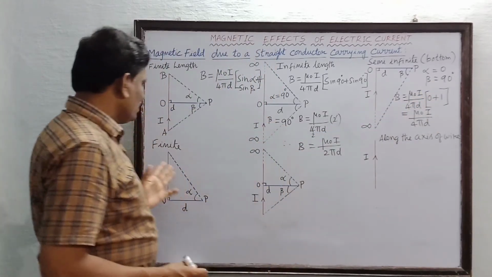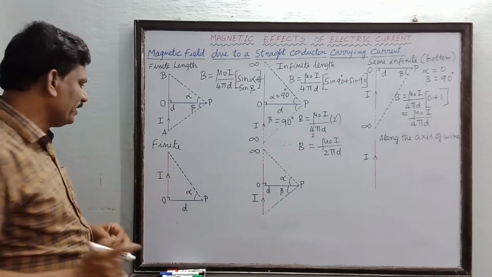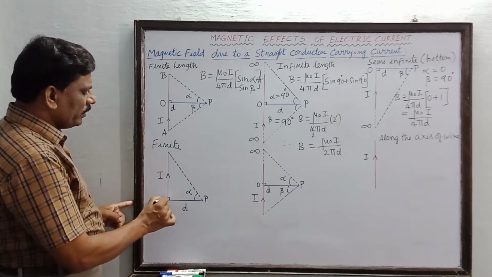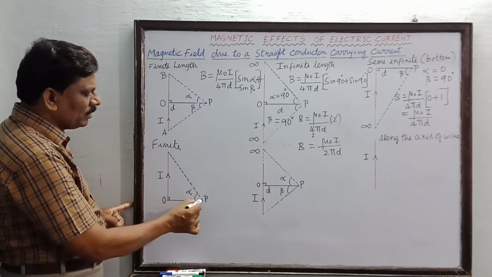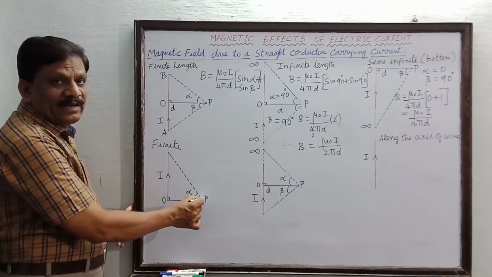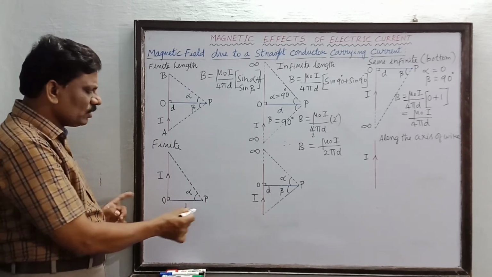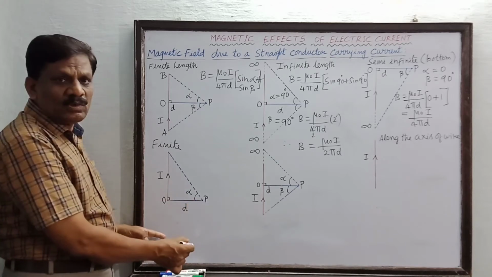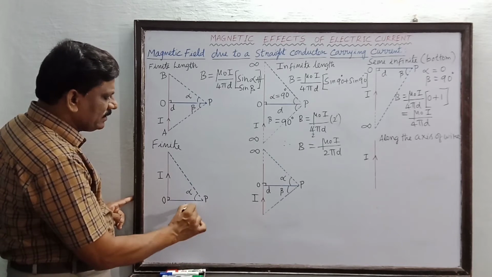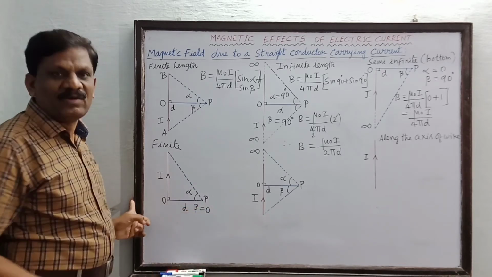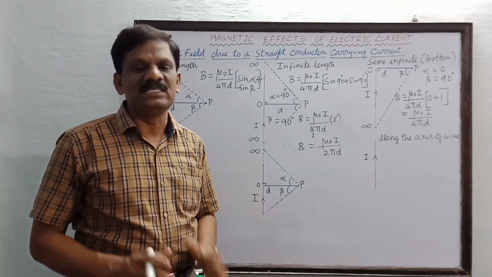Now coming to the fourth one, it is again finite, a definite length. Now you can see that from the bottom end O, the point P, where we have to determine the magnetic field, is at a perpendicular distance D. Below this portion OP there is no conductor. So in this case, beta is equal to 0, and alpha is some definite angle which is non-zero.